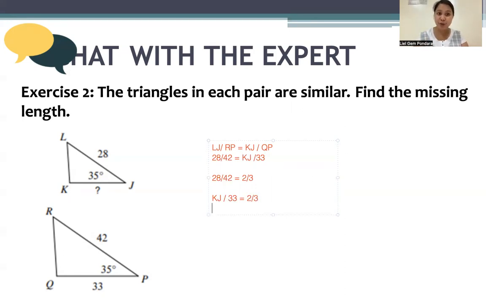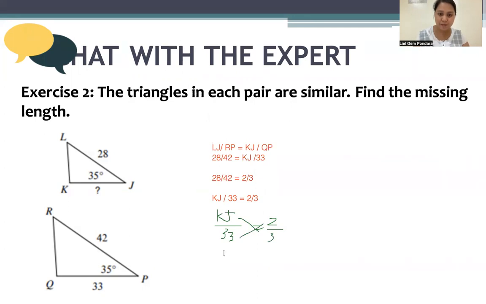We can do cross multiplication for them. Sorry, I'm not bringing my pen, so I find it hard to write. KJ over 33 equals 2/3. We can cross multiply them.